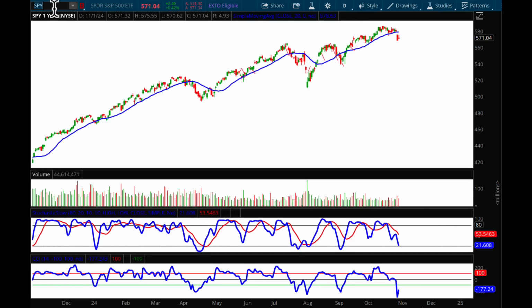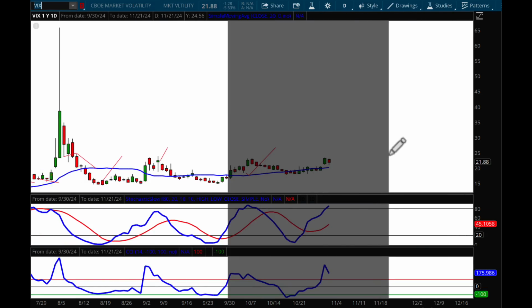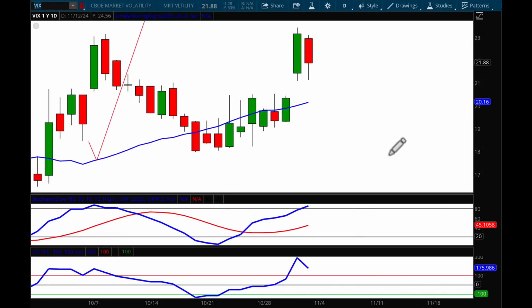Now, I want to talk about the VIX. Here we go. The VIX gapped up yesterday. Now, the gap rule on the VIX is slightly different. And how is that so? Well, because the VIX is an oscillating index. So the gaps on the VIX fill 100% of the time, not 80% of the time.